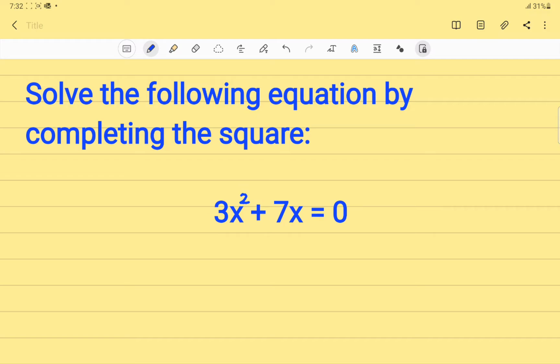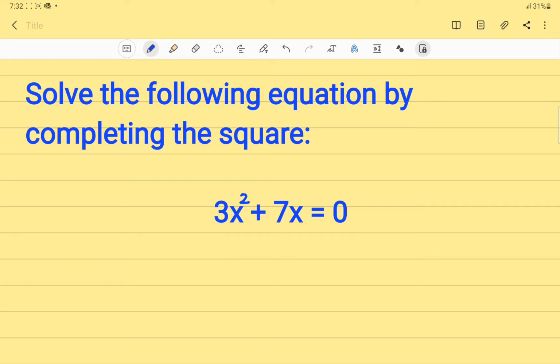In these types of questions, our first step is to separate x values and those values which are without x, those terms which are without x. But in this case, we already have all the x values on the left side and we don't have any term which is without x. So our first step is already over.